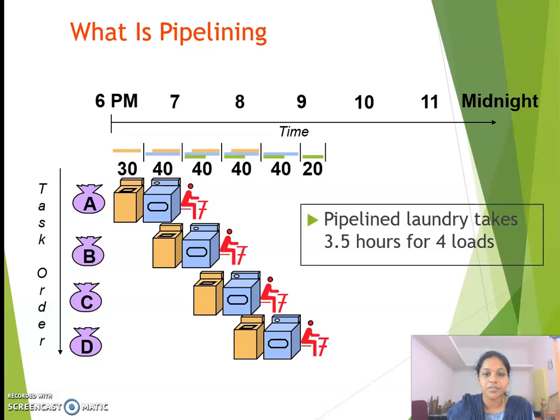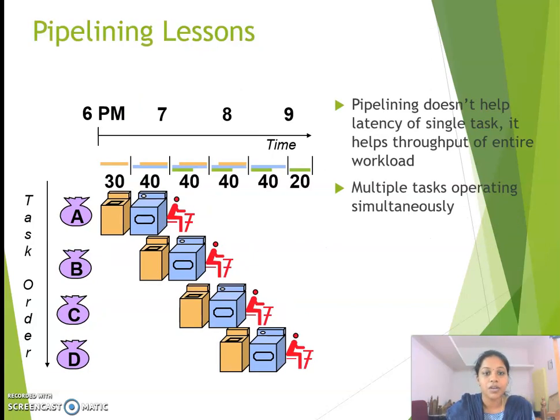So this concept we will be utilizing in our CPU hardware components. Let us see how the hardware components are utilized. So what is the lesson that we learned here is, it is not that single task efficiency is increased. Single task function will have its own timing, but how pipelining helps in gaining the complete throughput is important. So pipelining does not help the latency of a single task.